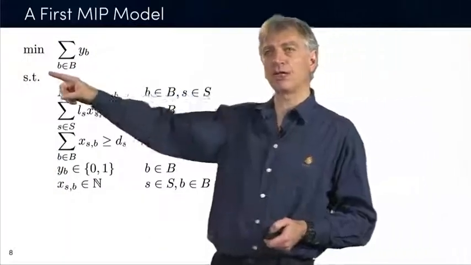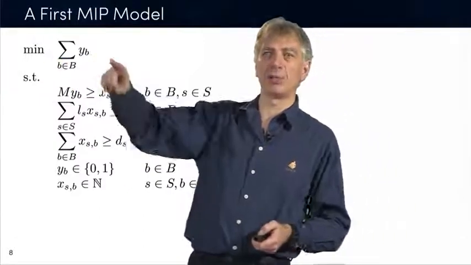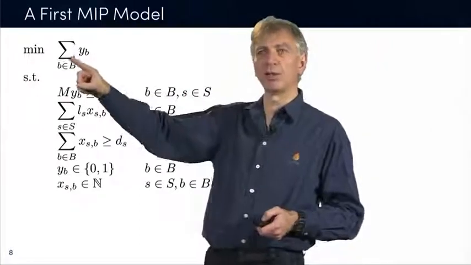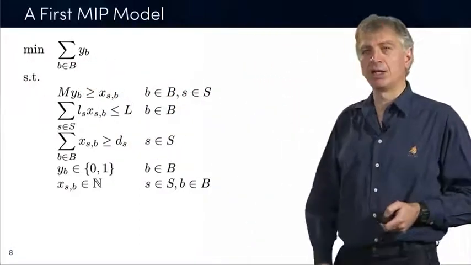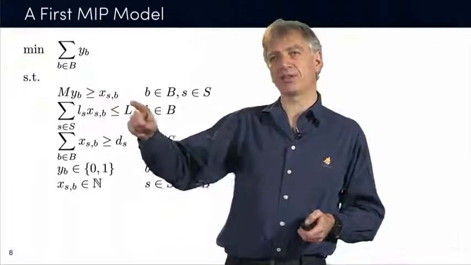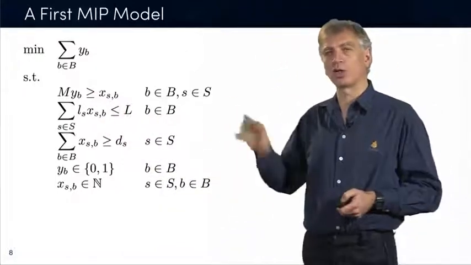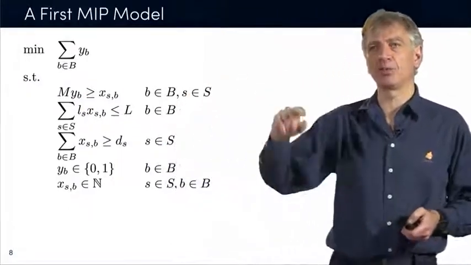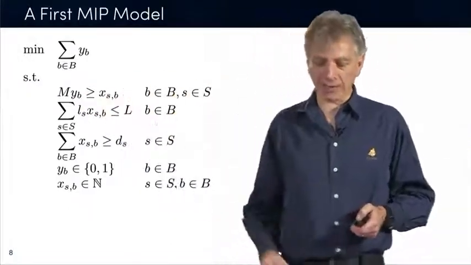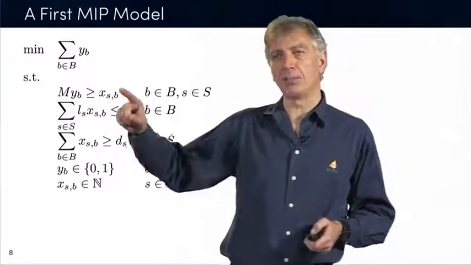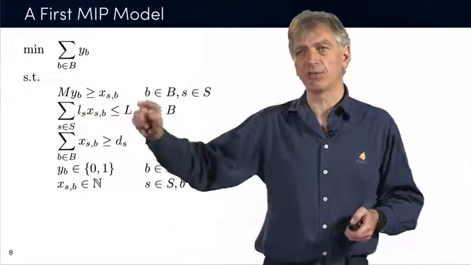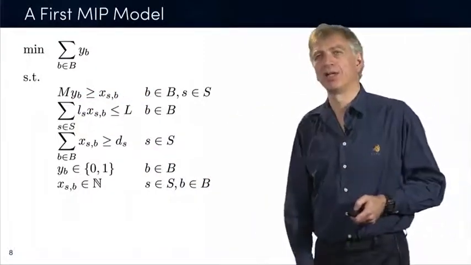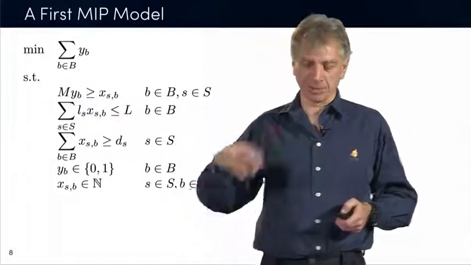So you look at the set of boards, and you minimize the number of them that you select. Simple objective function. These are 0, 1 variables, whether I'm using board B or not. Now the first set of constraints is telling you that if you are not using board B, you can't cut anything from it. That's what this constraint is doing. We use a big M notation. You have YB multiplied by M, and that constrains the value of XSB. So if YB is equal to 0, XSB has to be 0.